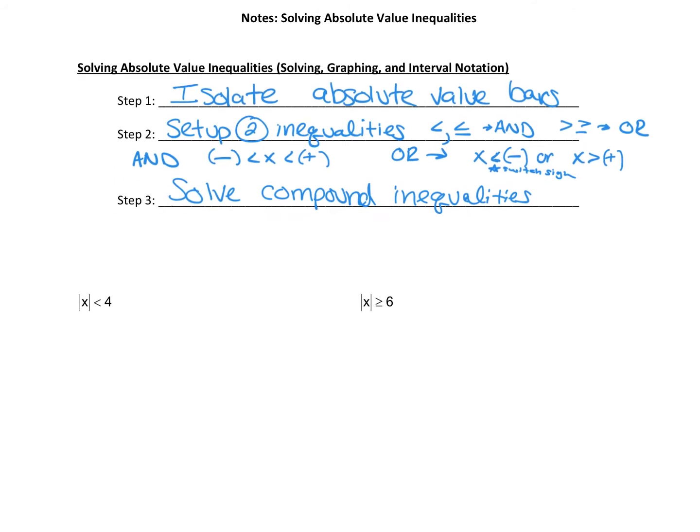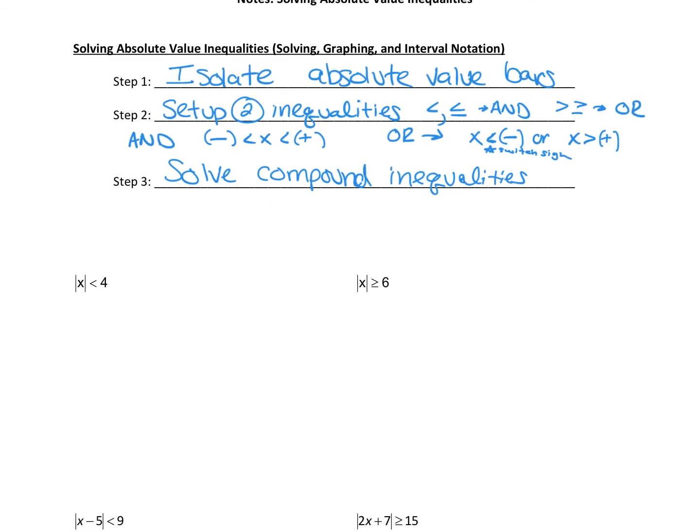So let's look at these 2 inequalities and apply our steps. This says the absolute value of x is less than 4. Since it's less than, that's going to be an and inequality. So I can set it up as x is less than 4, but is greater than negative 4. We're going to set it up with less than the positive, greater than the negative.